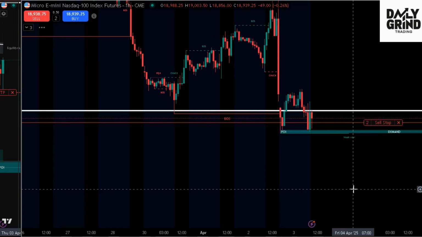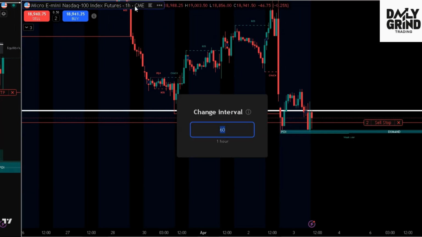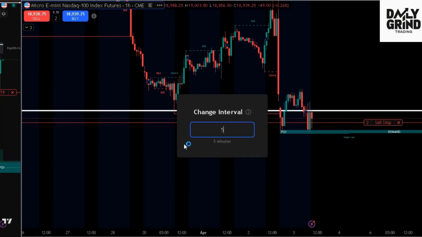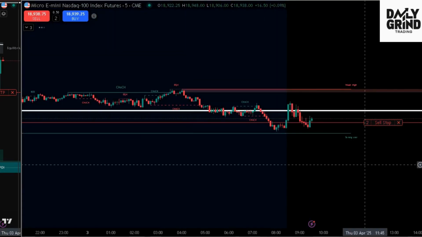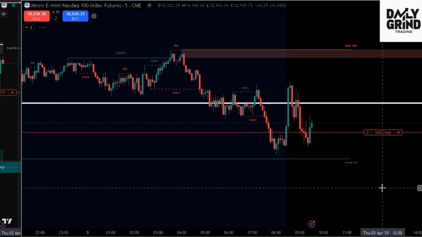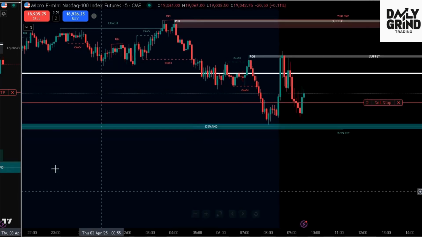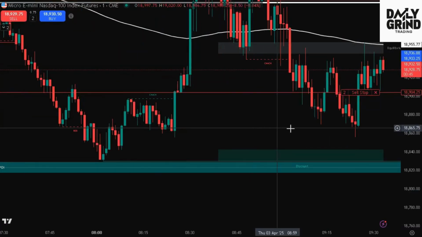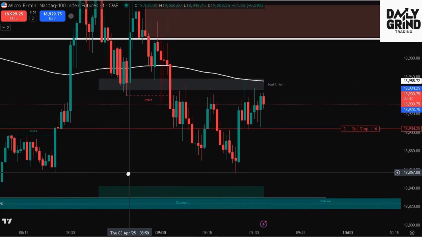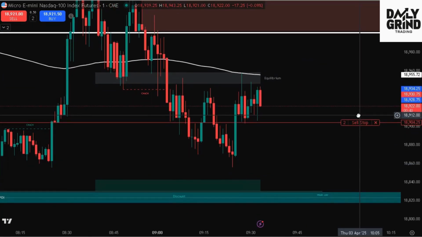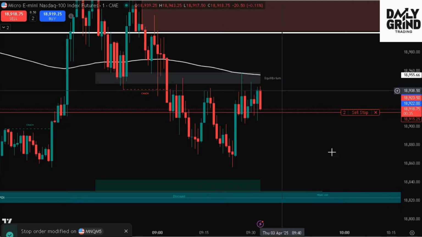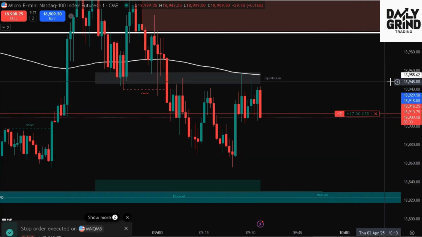Going to look at the 5 minute chart as well. Seeing a lot of range, a lot of chop. I am looking to go short. However, I'm looking for shorts, seeing that price is currently below the 200 EMA.